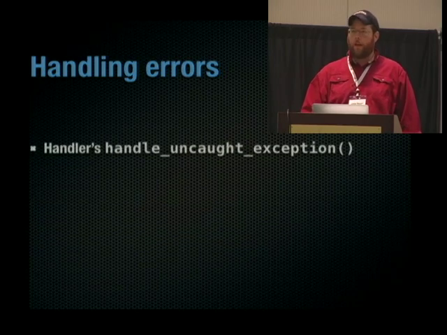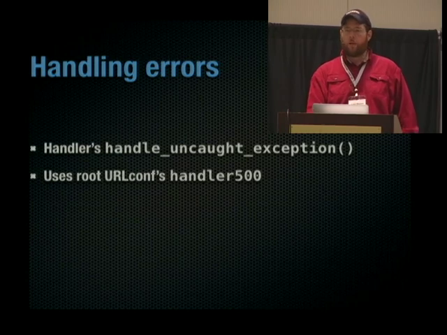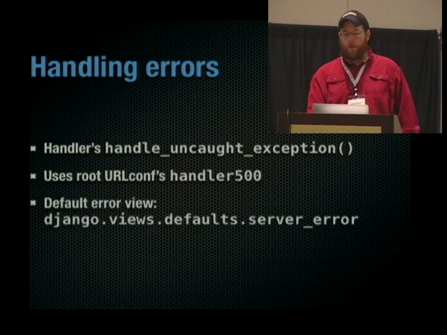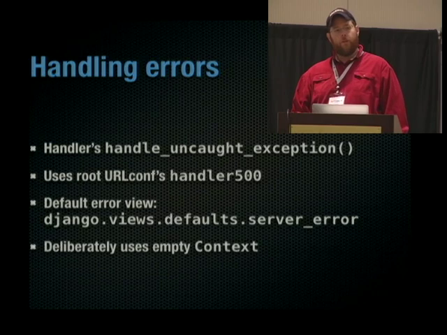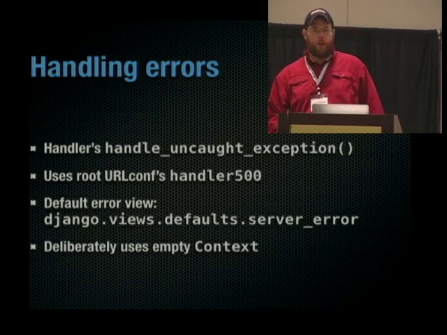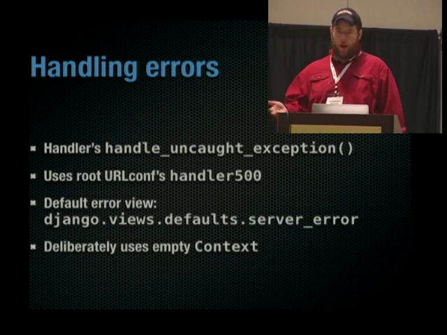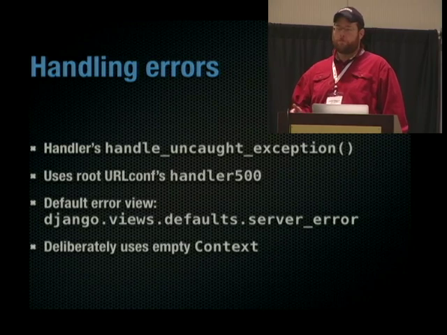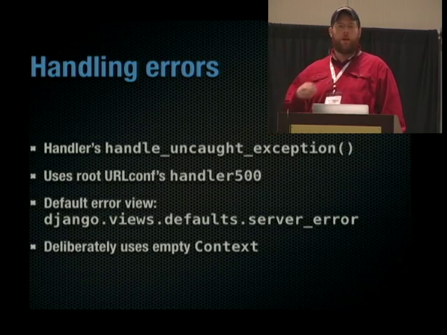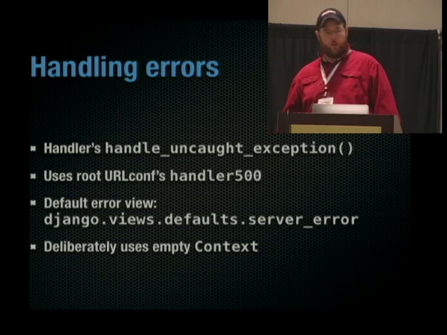Ultimately, where we end up is in the HTTP handler's method handle_uncaught_exception. What that will do is look up the attribute handler500 on your root URL configuration. By default, this is the view django.views.defaults.server_error. This deliberately uses an empty context and the template 500.html. We've had people ask before about adding something to the context there. The basic assumption is, in this view, we know something has gone wrong. We don't get to know in advance what's going to go wrong. We're not going to trust that any part of Django works. We're simply going to spit this back out with an empty context and say, it's up to you to say internal server error, we're checking our logs.